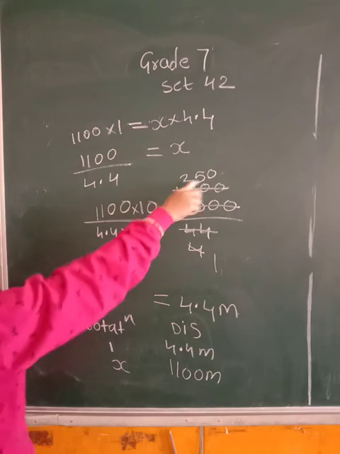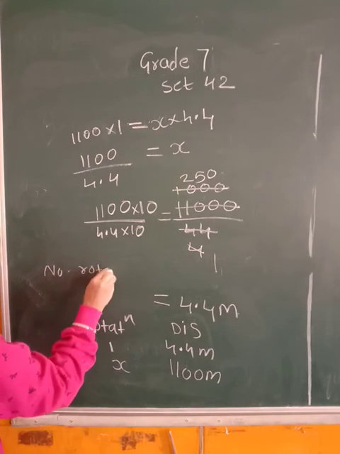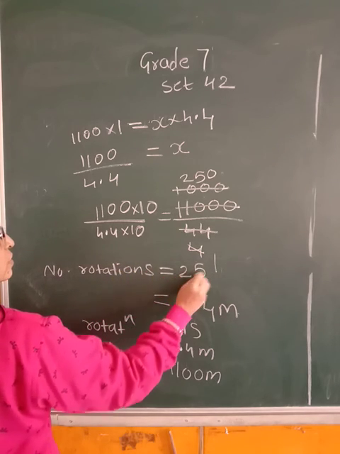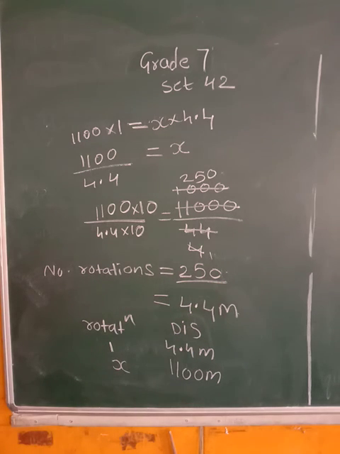So how many are the total number of rotations? So the number of rotations is 250. Got the answer, everybody?